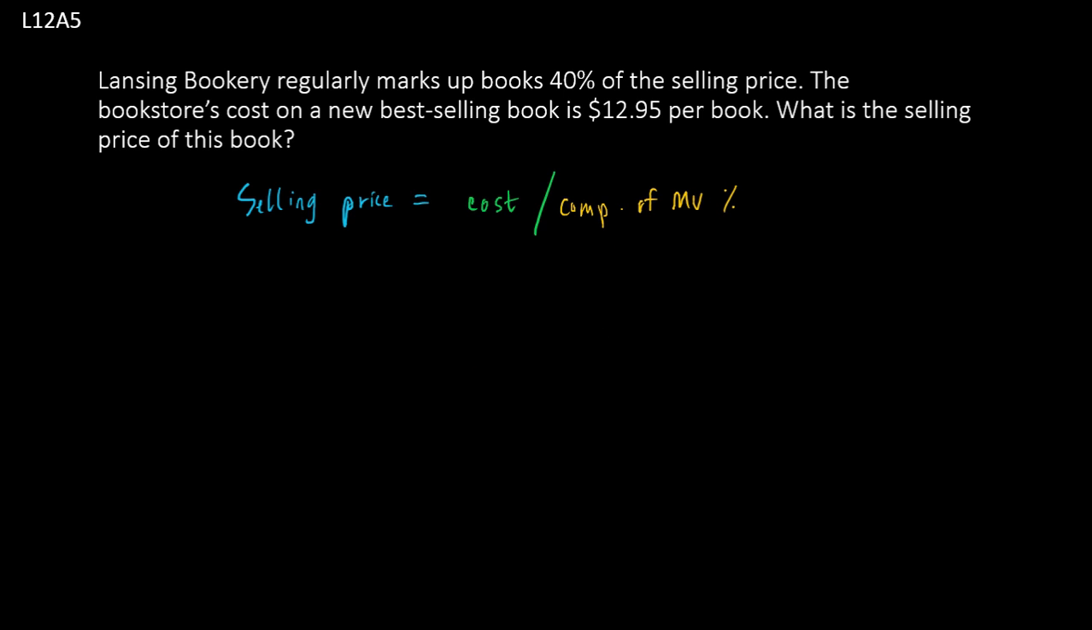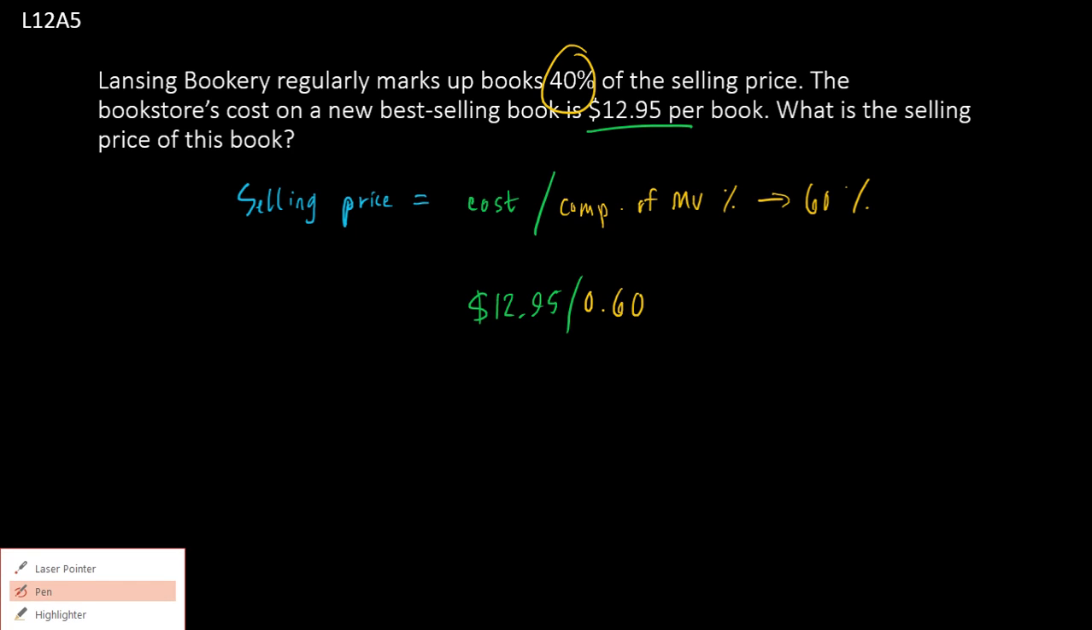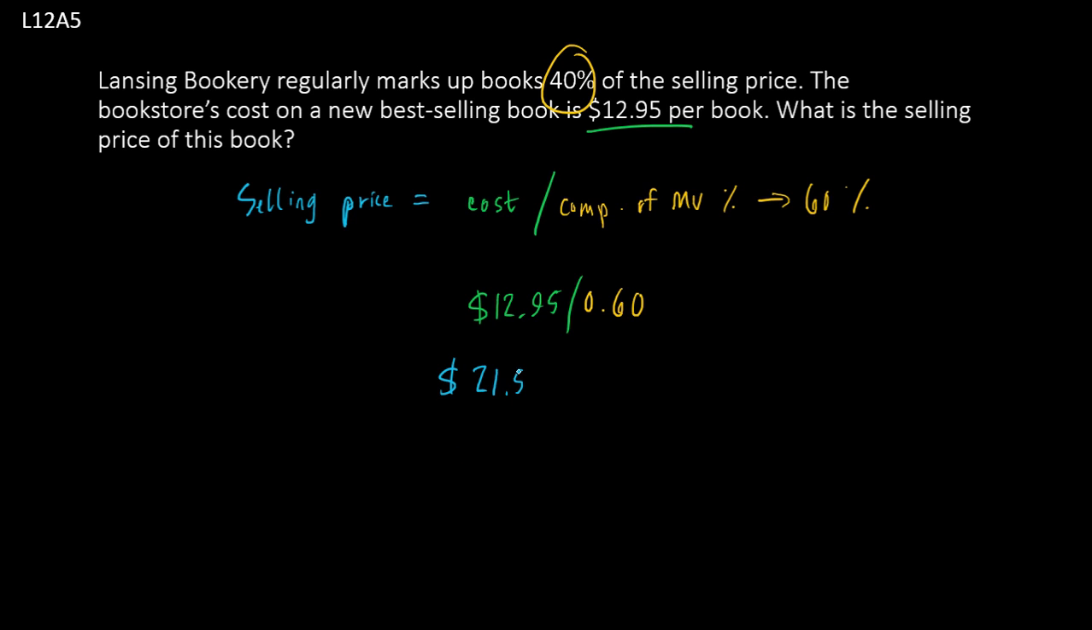Okay, so what do we know? We know that the cost to the bookstore is $12.95 per book, and now we find the complement. So if the rate is 40%, the complement is 60%. So if the complement is 60%, we write 0.60, the decimal form. And finally, we solve for selling price. $12.95 over 0.60 gives us $21.58 as our selling price.